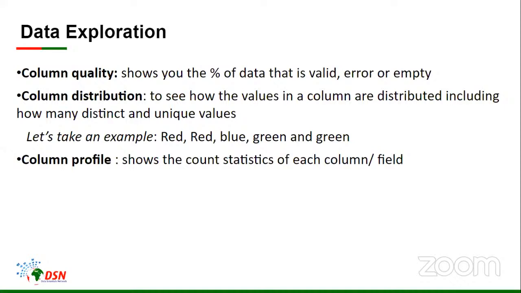I'll go over that again. Unique values are a count of values that appear just once, while distinct values are a count of values that appear more than once, including duplicates and null values. Moving forward, I have the column profiling. Column profiling shows the count statistics for each column and field. So this is where we get to see maximum, minimum, count, sum, and so on.